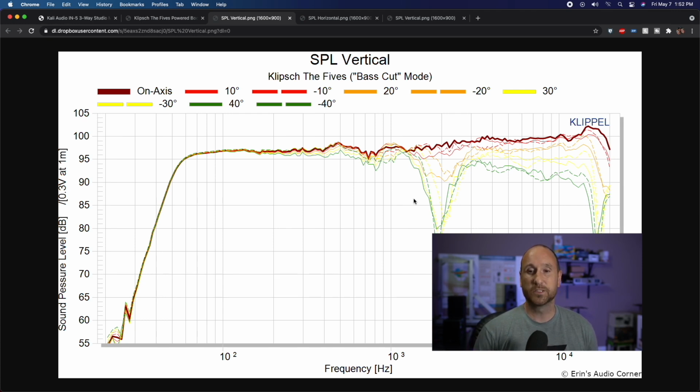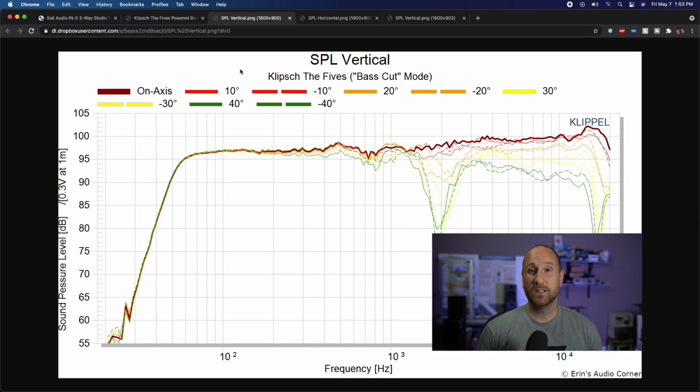And ultimately, what this data is telling me is that if I was going to listen to the speaker, I really will want to be either on axis or about negative 10 degrees below the reference plane in order to get the most linear response, because without that, you've got a droop in this crossover region.